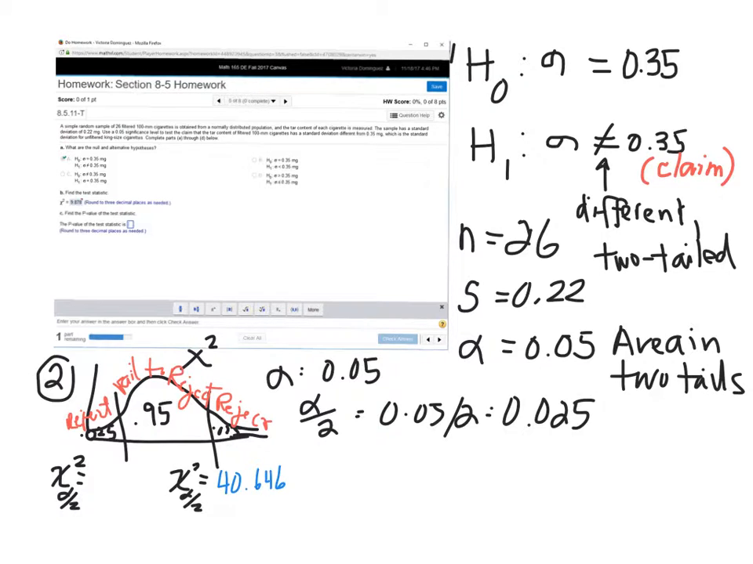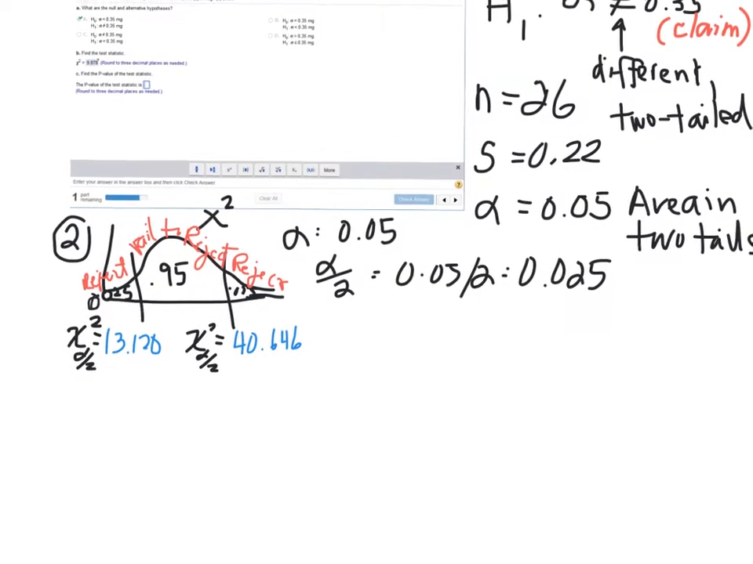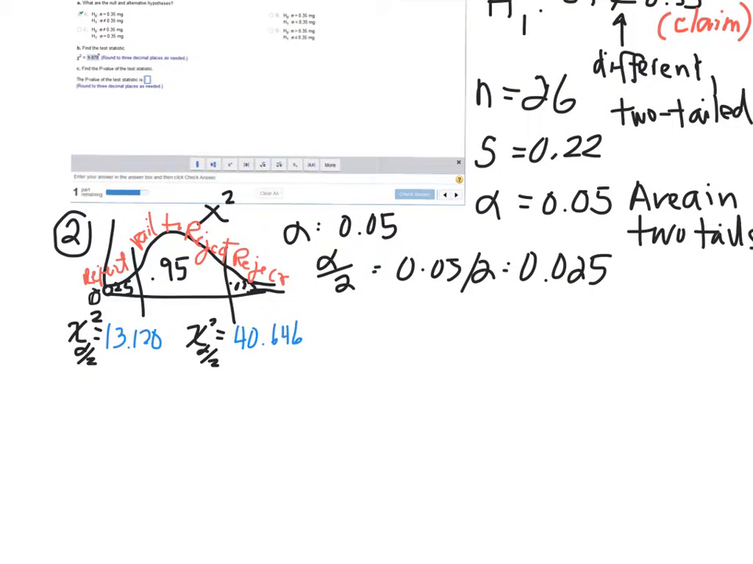And our left chi-square is 13.120. Please notice that our chi-square starts at 0 and it increases as we go to the right. So depending on our test statistic, what we calculate will determine what our decision is. Let's move things up a little bit and work on step 3, which is our test statistic calculation.